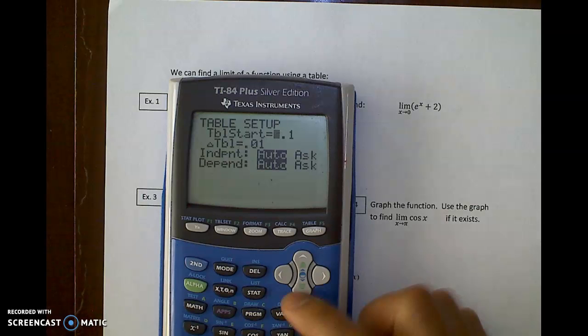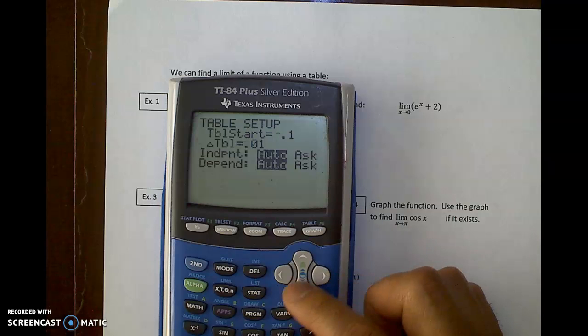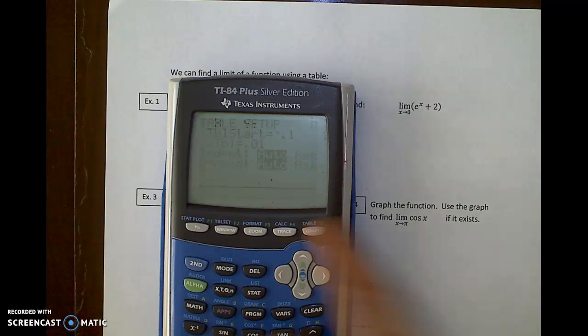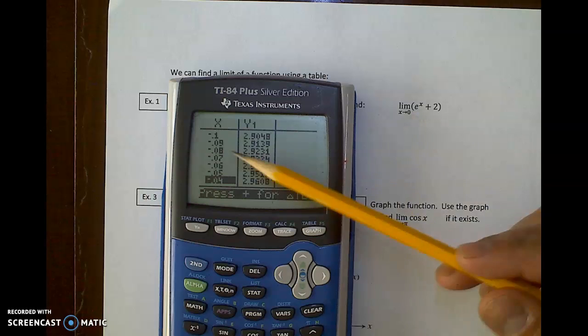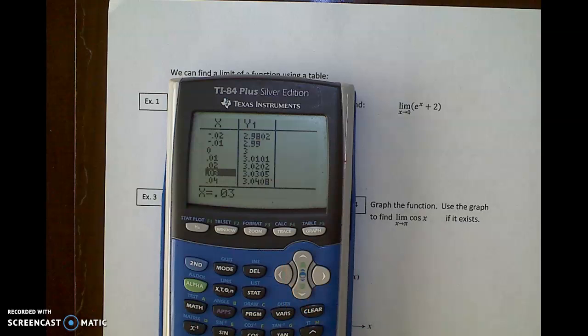We're going to create the table, so we're going to do second table set. For this one, we're going to start off our table at negative 0.1, and we are going to change our x values by a value of 0.01. So we're going to do second table to take a look at our table. So now we want to approach an x value of 0. Okay, so right now we don't see that in our table. So what we're going to do is scroll down here. So I'm just going to arrow down, and we get to this part of the table. Okay, so I'll stop here.